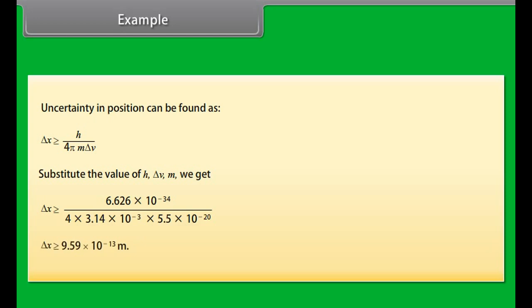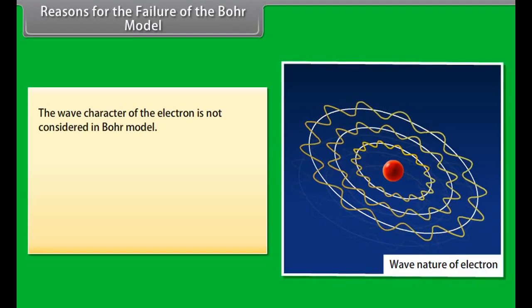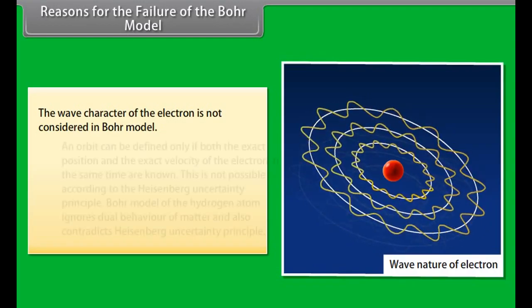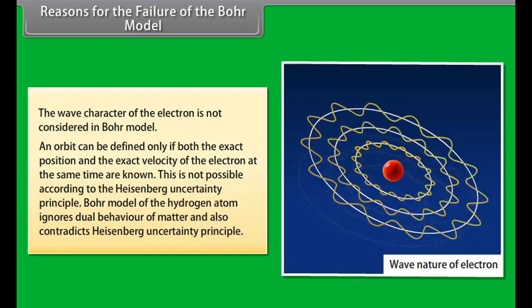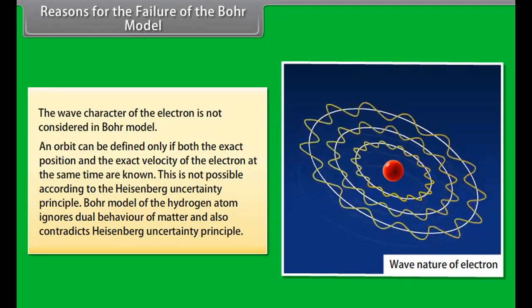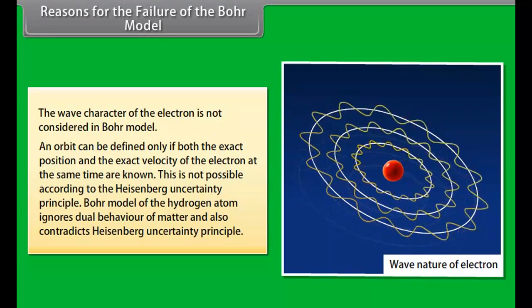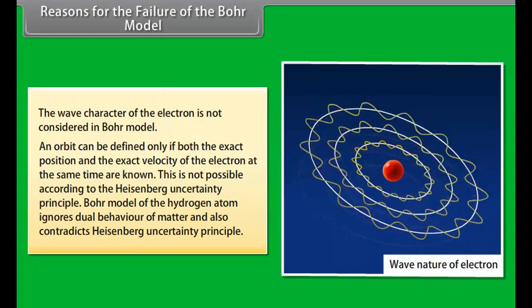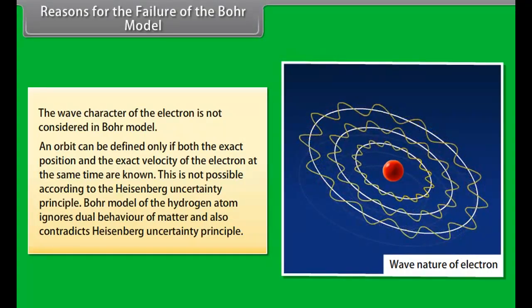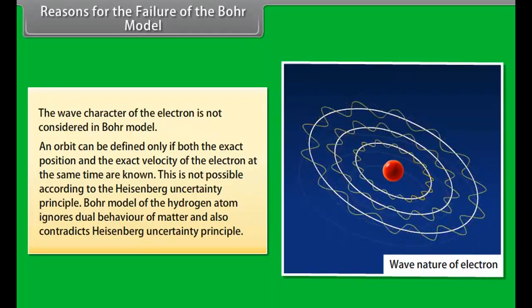Delta x is greater than or equal to 9.59 × 10^-13 meter. Reasons for the failure of the Bohr model: The wave character of the electron is not considered in the Bohr model, and the orbit can be defined only if both the exact position and the exact velocity of the electron at the same time are known. This is not possible according to the Heisenberg uncertainty principle. The Bohr model of the hydrogen atom ignores the dual behavior of matter and also contradicts the Heisenberg uncertainty principle.